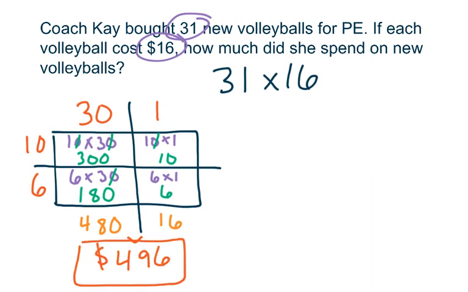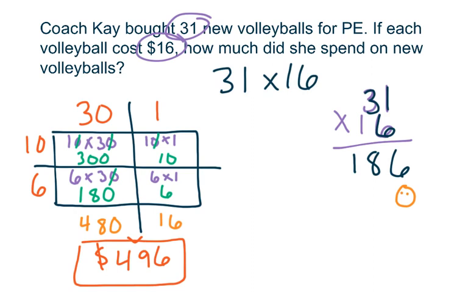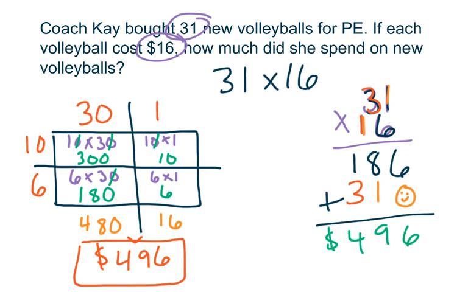I'm going to check my work using my regrouping method to make sure I got the right answer. I'm going to start with my ones place, so 6 times 1 gives me 6. 6 times 3 would give me 18. I'm going to put my placeholder down. Then I'm going to multiply my tens place times my ones place, which gives me 1. Then my tens place times my tens place, which would give me 3. And then I'm going to add my 2 pieces together, which is going to give me $496. So Coach K spent $496 on new volleyballs.